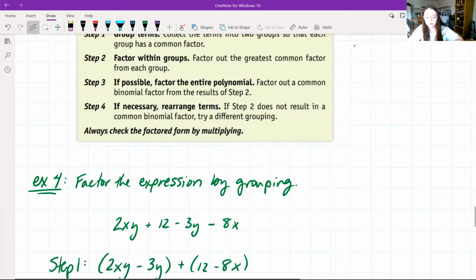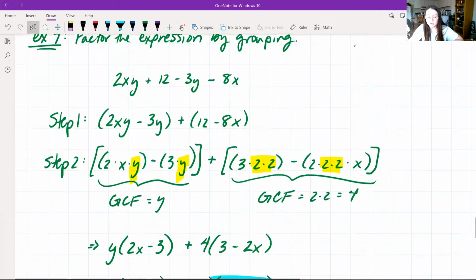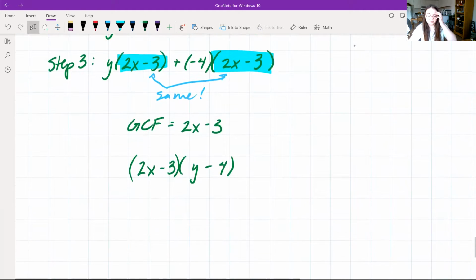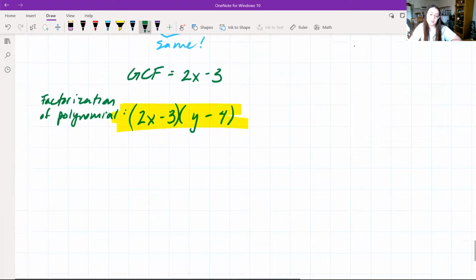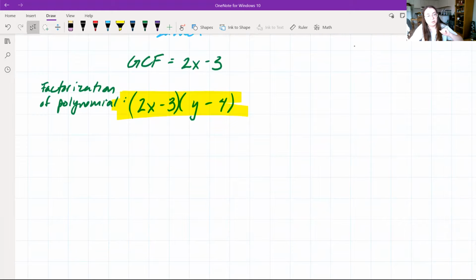We don't need to do step 4 because step 4 is just saying, if necessary, rearrange your terms, which we don't need to. So we're saying that this is the factorization of our polynomial. And now we just want to check and make sure this is correct.